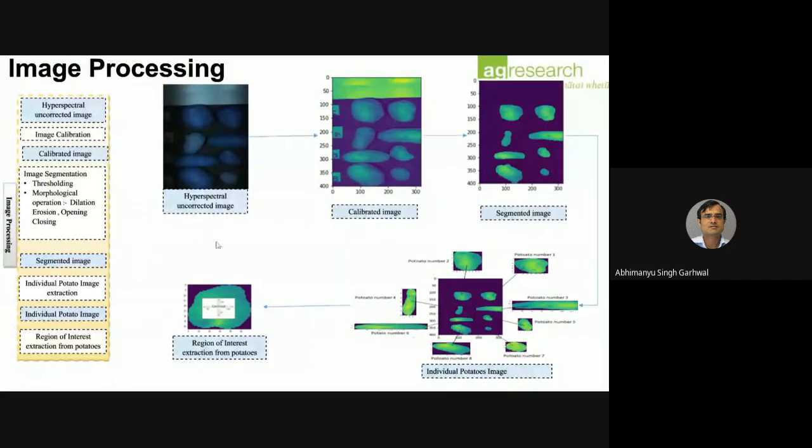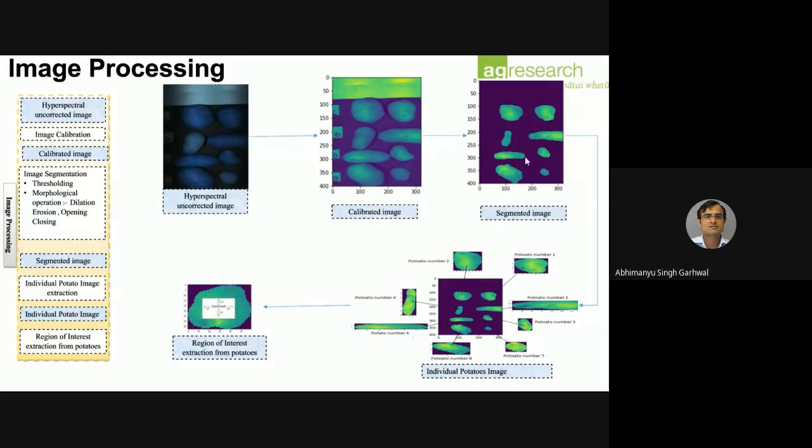So, the image processing part, what we did. This is the hyperspectral uncorrected image, because when we are capturing the reflectance, actually we are capturing the radiance. So we have to remove the dark and the white reference to get the calibrated image. You can see the difference after the calibration. After the calibration, we have to remove these labels, this white strip, and this black background. So we applied a segmentation algorithm using thresholding and morphological operations, and we got the segmented image.